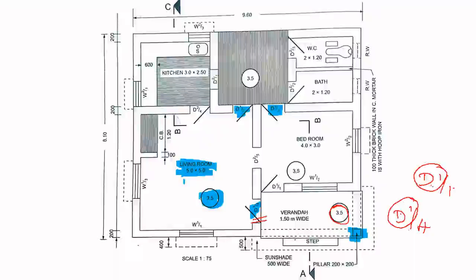Now this is a window. Windows are the same thing. If it is W1, it is the first type of window, and the numbers 2, 3, 1, etc. are the number of windows. Okay, same size.